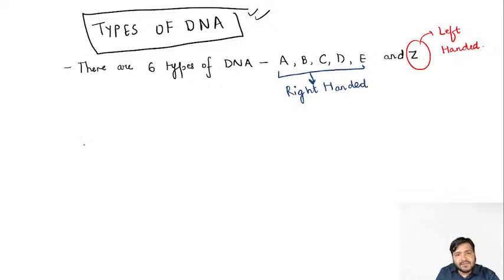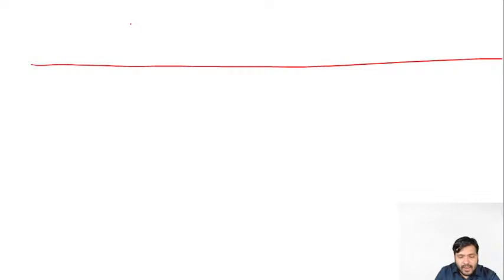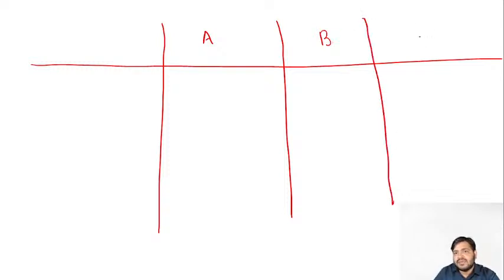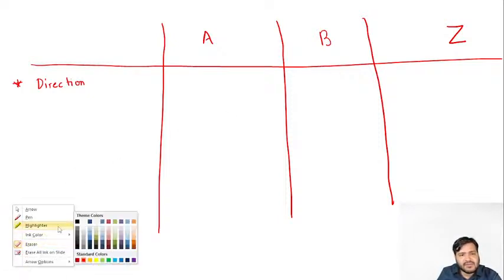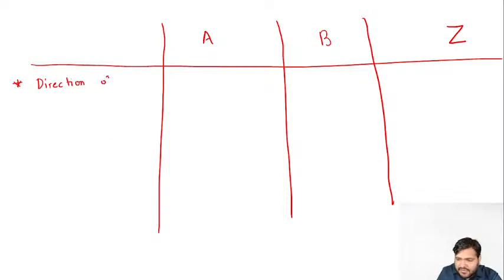Now guys, I'll try to tabulate the differences between the DNA, so just make a table. I will tabulate the differences between A DNA, B DNA, which are the most important ones, and Z DNA. C DNA is not very important as of now, I'll mention some points afterwards. The very first parameter that I will take is the direction of turn.